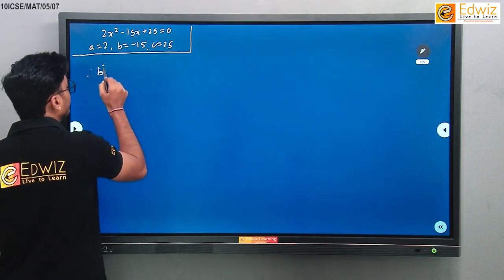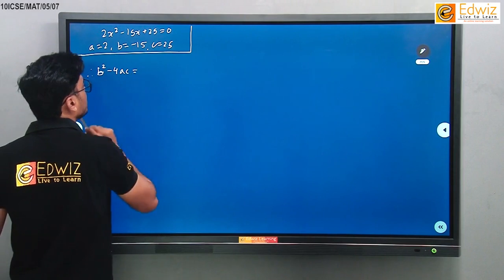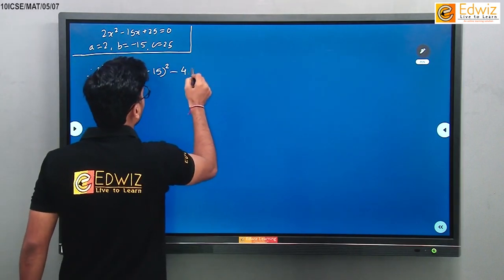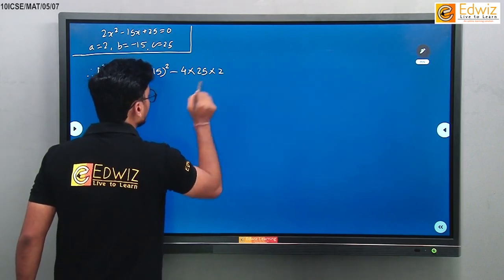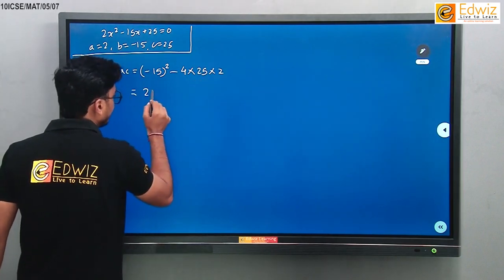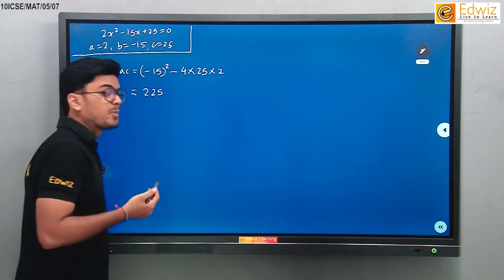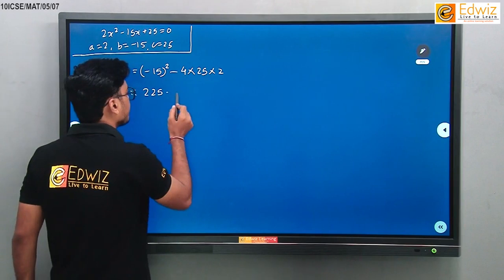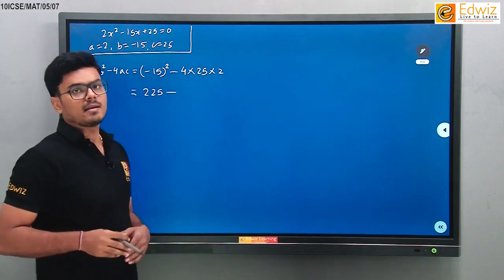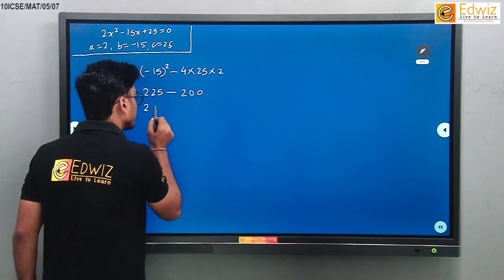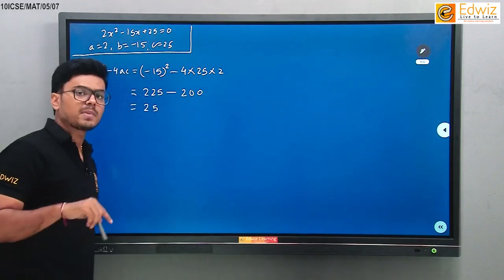B square minus 4AC is the first thing that we find out. B here is minus 15. So minus 15 square minus 4 into 25 into 2. Correct? So this is 225, which is positive because negative ka square ho raha hai. So answer will be positive only. Minus 4 into 25 is 100. 100 into 2 is 200. So we are getting just 25 as the value of B square minus 4AC.